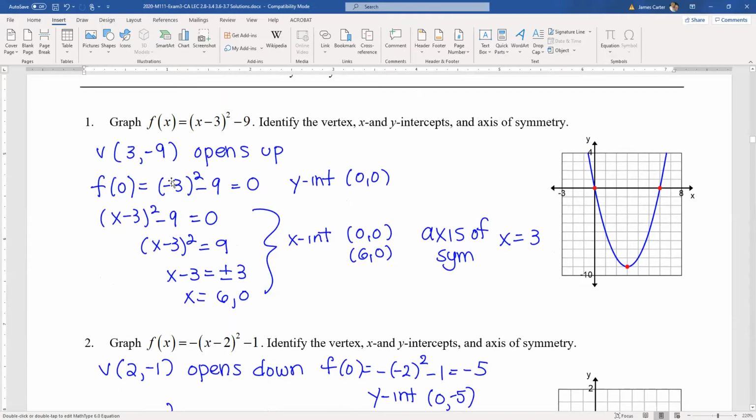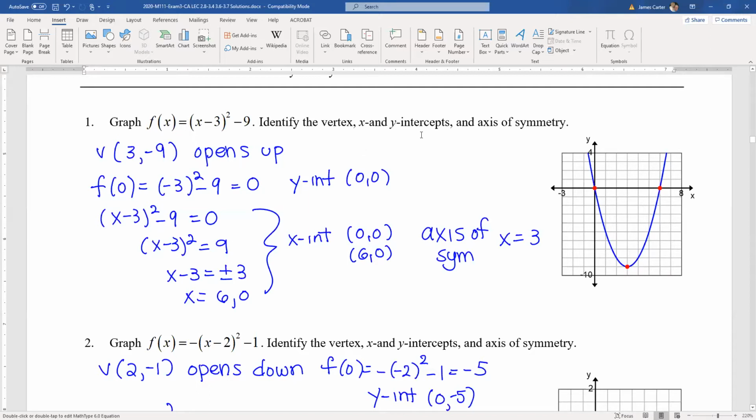Now, here's one. a is 1, so it's a positive. 3, -9 is the vertex right down here. That's the line of symmetry. This thing opens up because a is positive.